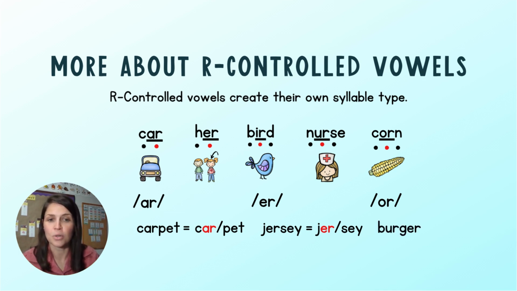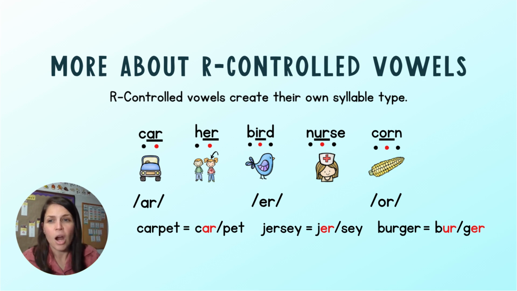Finally, the last word, burger. Where do you hear the R-controlled vowel? Burger. You hear it in both syllables. Here you see it spelled. It's the same vowel sound in both syllables, the /er/, but it's spelled UR in the first syllable and ER in the second syllable.